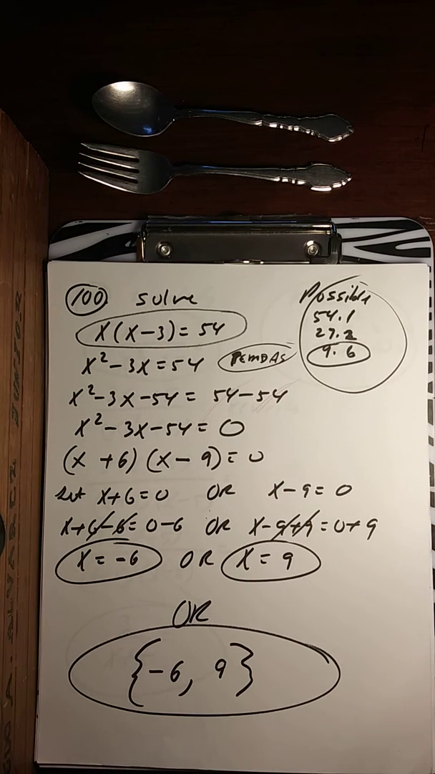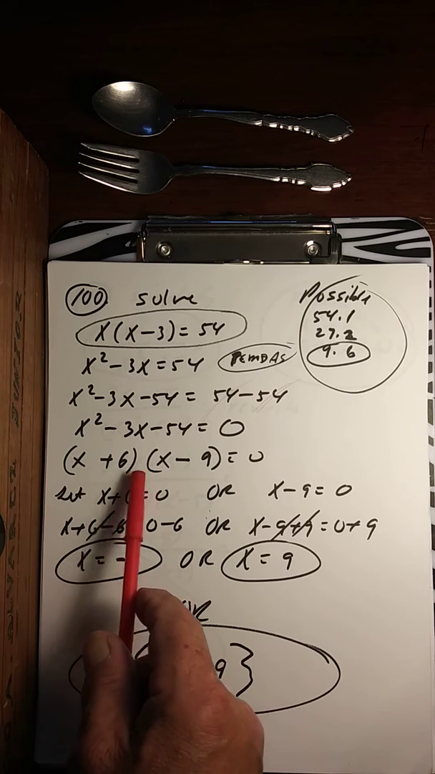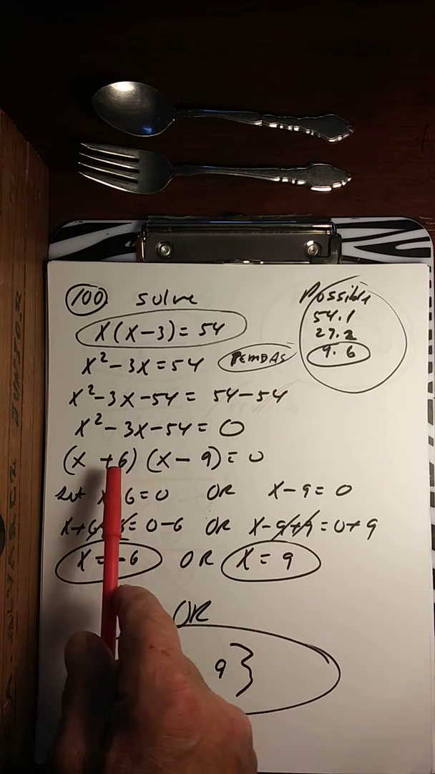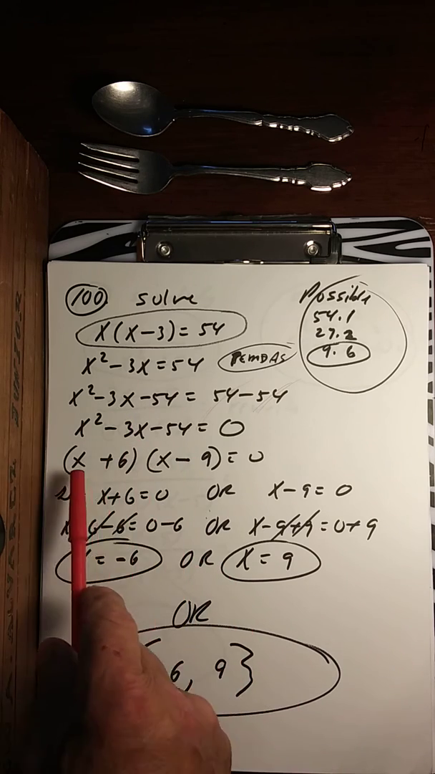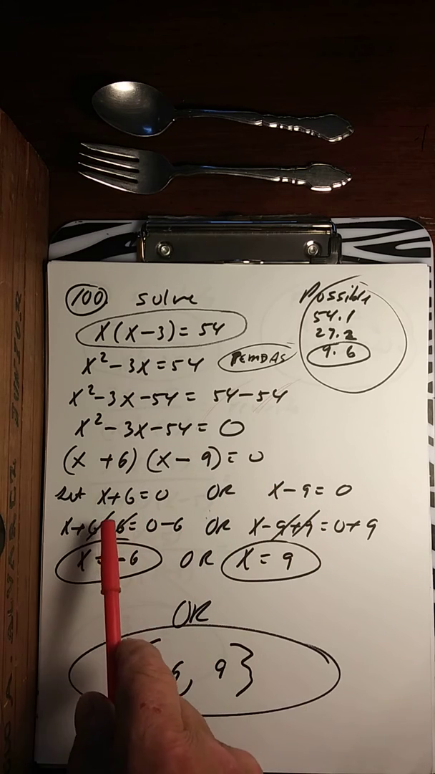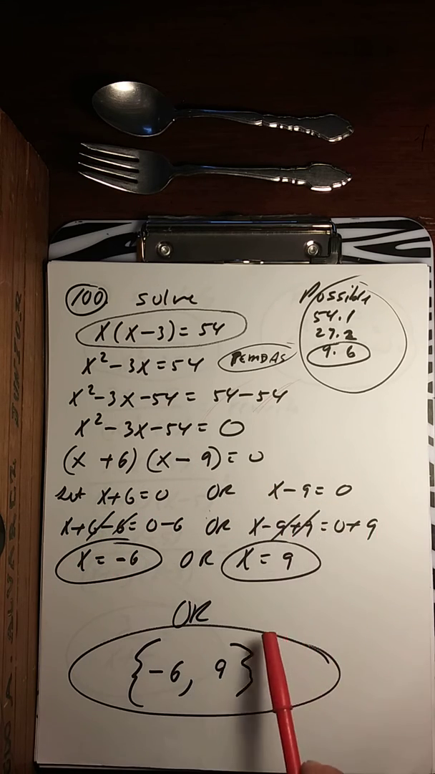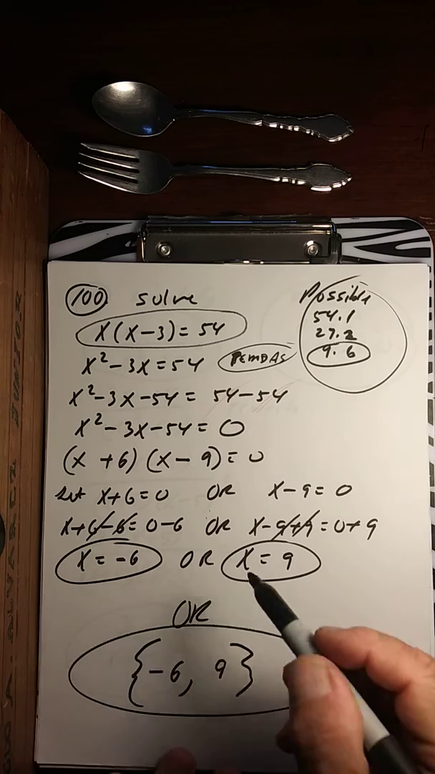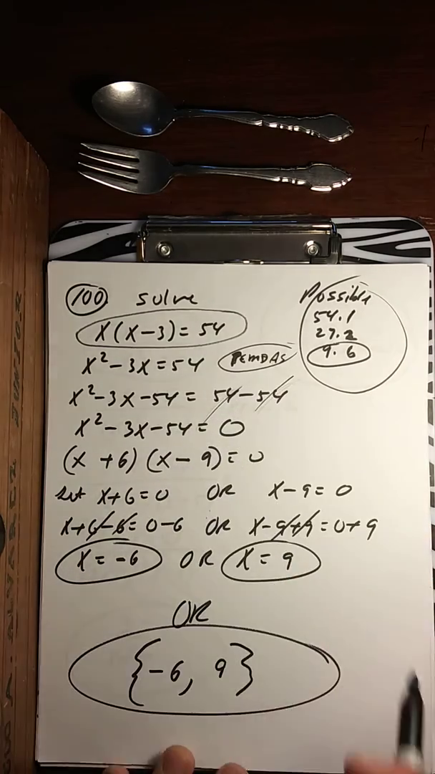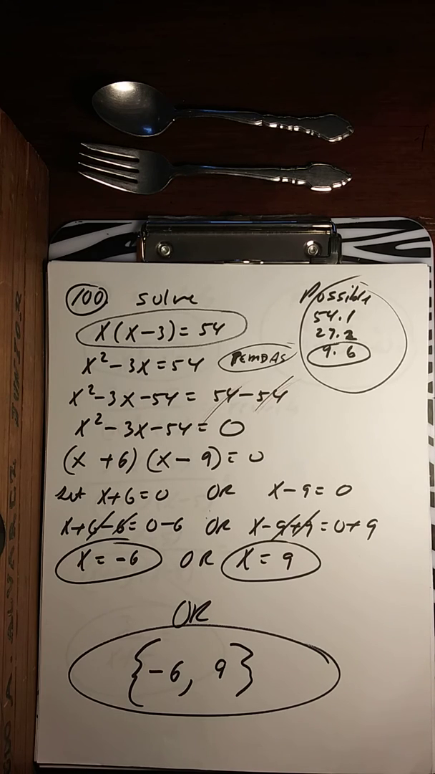Okay. And so now you have this, 6 times that, negative 54, yes. 6 minus 9 is minus 3. So we have x plus 6 is 0, x minus 9 is 0. Minus 6, x equals negative 6. Add 9. So x equals 9. So the answers are two answers. We have a negative 6 and a positive 9. And yes, again, these did cancel right here. So negative 6, positive 9.